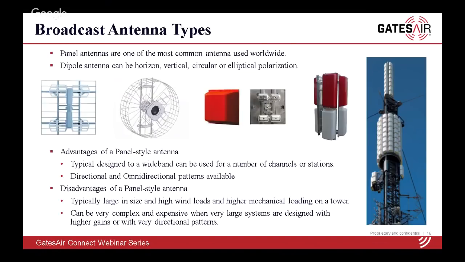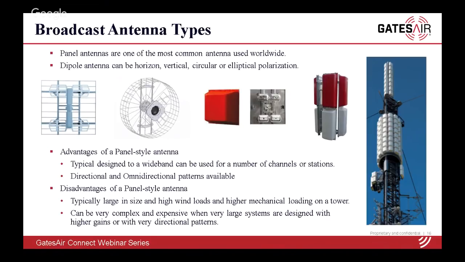So as we look at different types of broadcast antennas, panel antennas are the most common antenna used worldwide. And there are many, many different styles of panel antennas. As you can see, there's one with a flat radiator. The next one is a cavity back radiator. We have some UHF antennas, and you can see the big picture on the side with some very large antennas. The average panel antenna, or the advantages, typically designed to a wide band and can be used for a number of channels or stations.